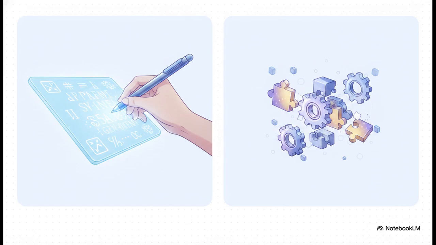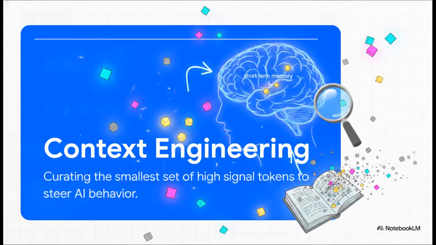We're talking about fetching the right tools, the right facts, and the right history, all assembled instantly before every single model call. Basically, context engineering is the practice of curating the smallest possible set of high-signal tokens to steer the AI's behavior. You really have to start thinking of the model like a human brain with a very limited short-term memory. Your job isn't to dump a massive encyclopedia on its desk and say, figure it out. Your job is to curate only the highest signal, most relevant information it needs for its exact next step.